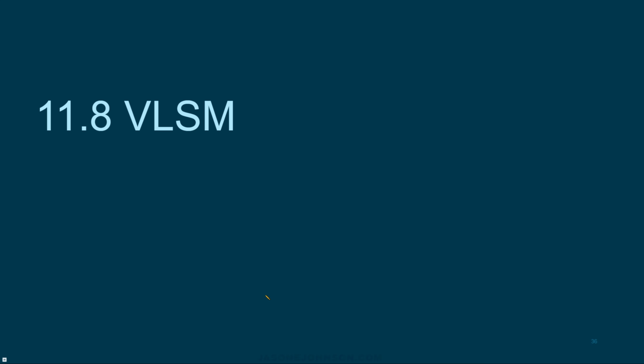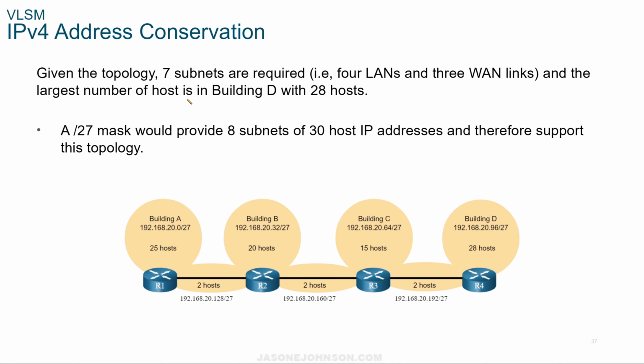Now we're going to take a look at VLSM, or variable length subnet masking. Given the topology, 7 subnets are required. In other words, 4 LANs and 3 WAN links. And the largest number of hosts is in building D with 28 hosts. So a /27 mask would provide 8 subnets of 30 host IP addresses and therefore support that topology.